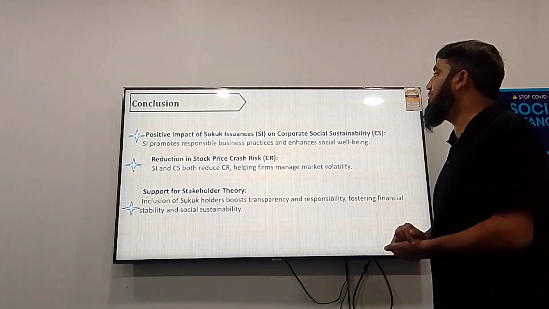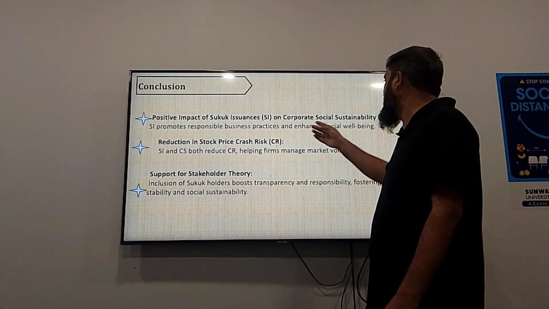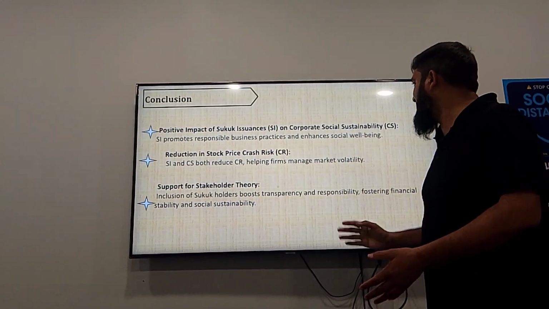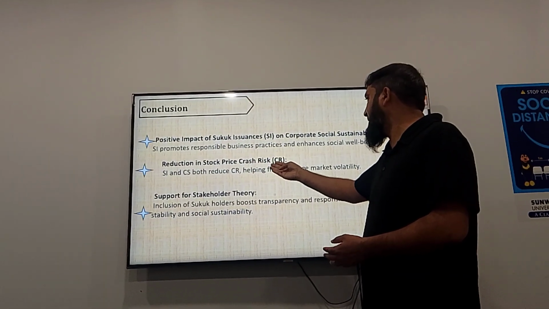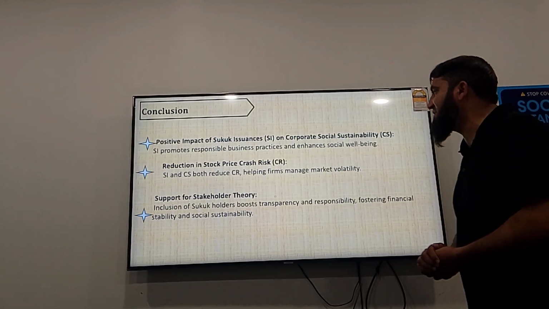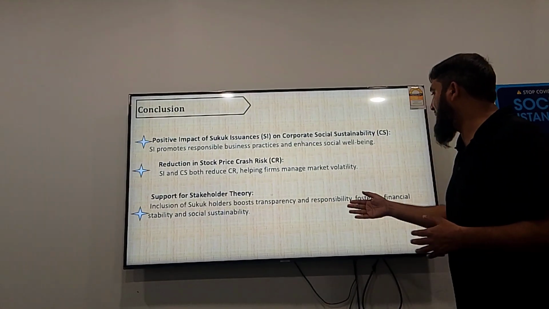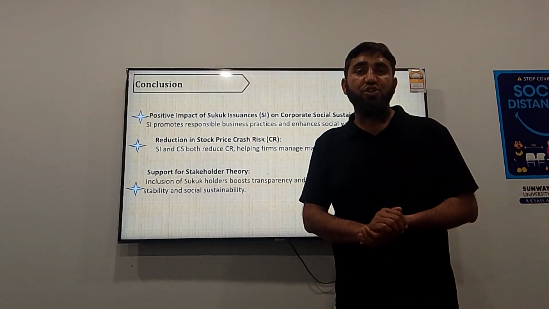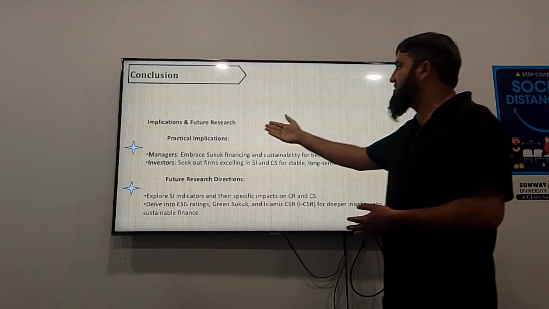These are the conclusions. The conclusion of the study tells us about the positive impact of stock issuance on corporate social sustainability, which promotes business practices and social well-being, and reduces stock price crash risk. And finally, support for stakeholder theory: inclusion of stakeholders boosts transparency and responsibility, and fosters financial stability and social sustainability. These are the implications in terms of future research.